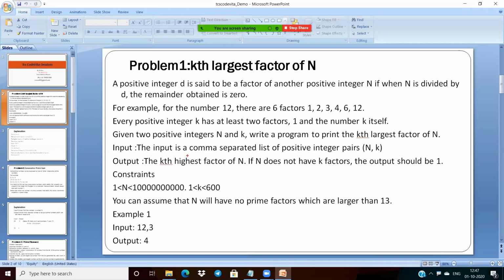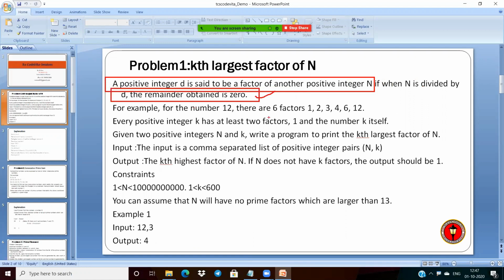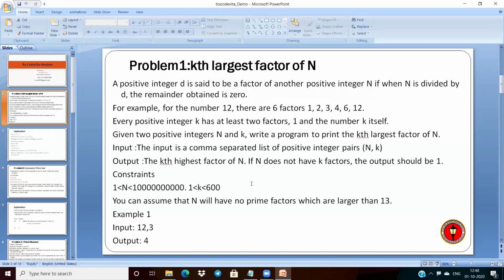The first thing is we have to find the factors of a number. A positive integer d is said to be a factor of another positive integer n if n is divided by d and the remainder obtained is 0. Generally, if I take one number 12 and another number 4, if 12 is divisible by 4, you will get the remainder 0. Then 4 will be a factor of 12.